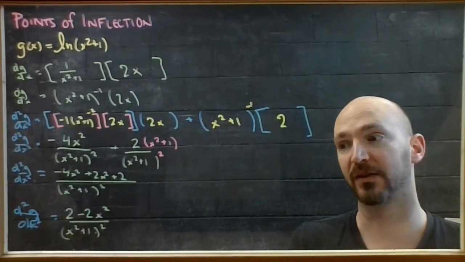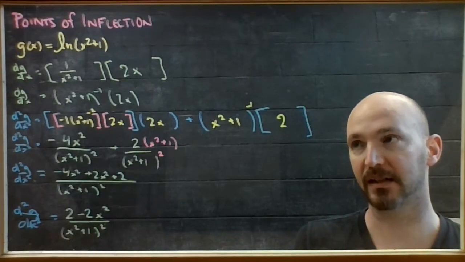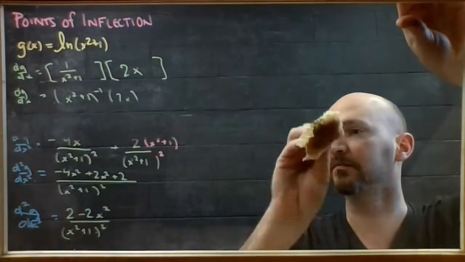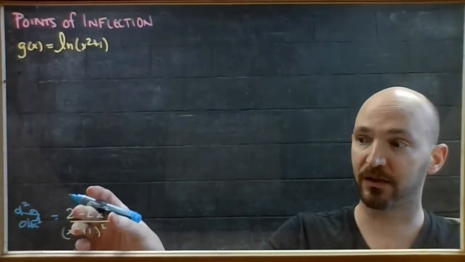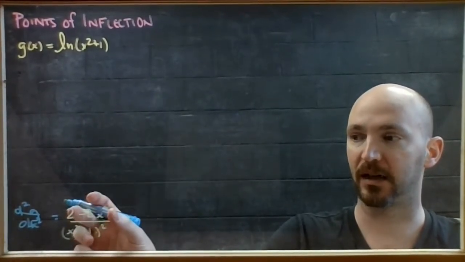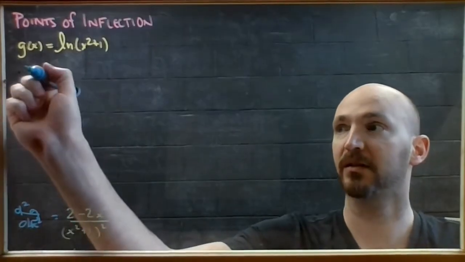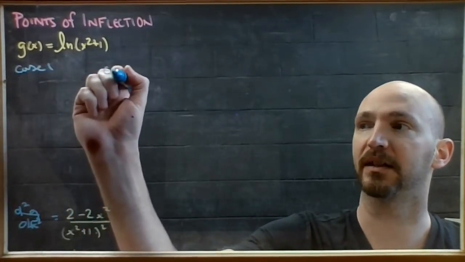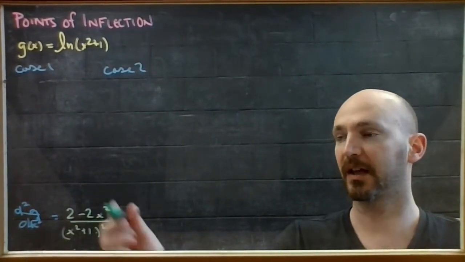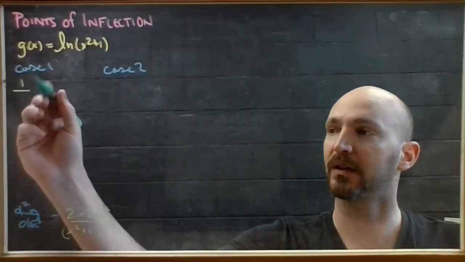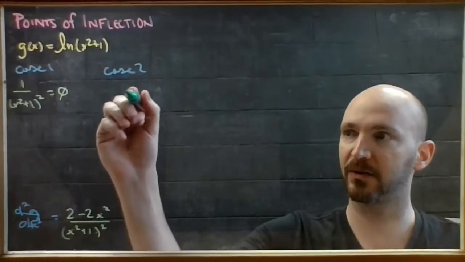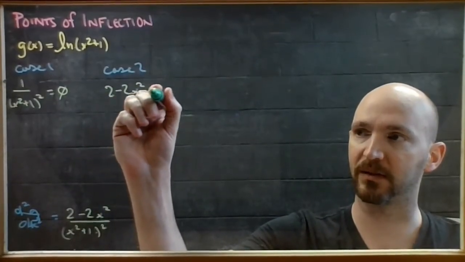So like all points of inflection, I'm going to have to separate this into two pieces and then set them to 0 and see what I get, but I will need some space to do that. This thing has a numerator and a denominator, so I'm going to be able to split it as this polynomial part and then a rational part. So case 1, case 2. Under case 1, the 1 over x squared plus 1 squared equals 0, and in case 2, the 2 minus 2x squared equals 0.